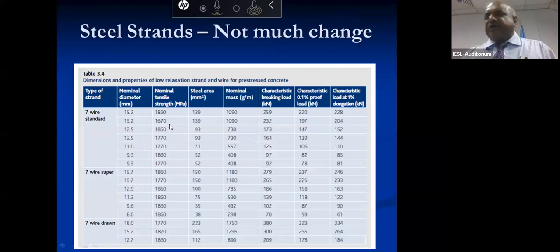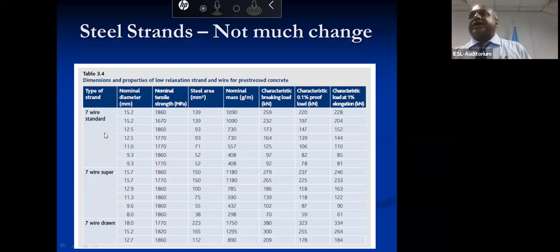Then steel strands, not much change. You can see 1,860. The magic number is still there. Not much change. But you don't need a change because the moment you reduce the section size, it's okay. I think they can see it. No problem. Yeah, that's it. So basically, in prestressed concrete, when you use a minimum section, you get the maximum prestress. So we don't need stronger steel, but what we need is reducing the section size.